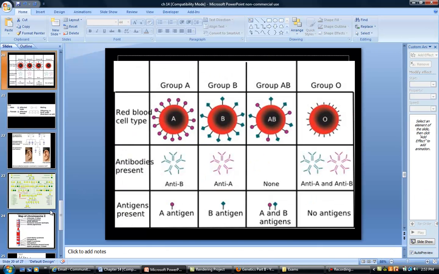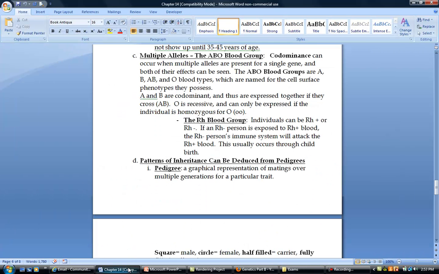Now, a question you might be asking yourself is, what about the positive and negative part? That's going to be called the Rh group. And the way Rh groups work is that Rh positive is going to be dominant and negative is going to be recessive. And the only time that's really a big deal is when you talk about childbirth, because if you are a person who is Rh negative and the baby's blood is Rh positive, the immune system will attack and you can have major complications.